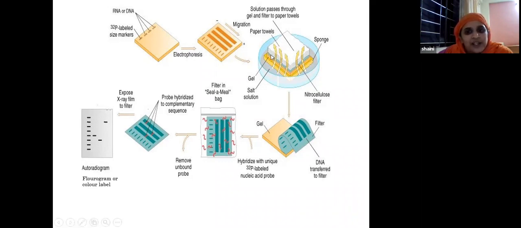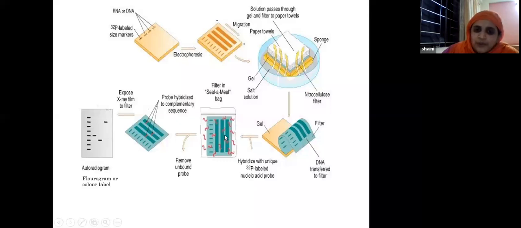When you have the agar gel, you have the nitrocellulose membrane, and lots of blotting papers are kept on top of it. Now, due to the capillary action, all the DNA fragments move upwards and they get fixed to the nitrocellulose membrane. Here it is insoluble, it is fixed, and all the fragments are immobilized in this nitrocellulose membrane now. To this we add our probe of interest, whatever we want to probe.